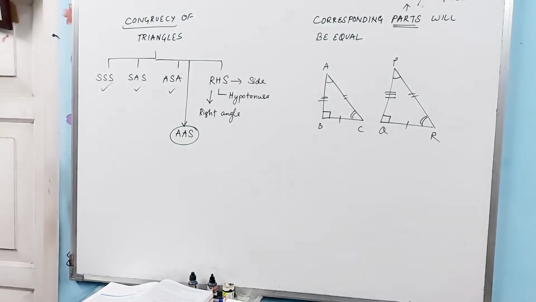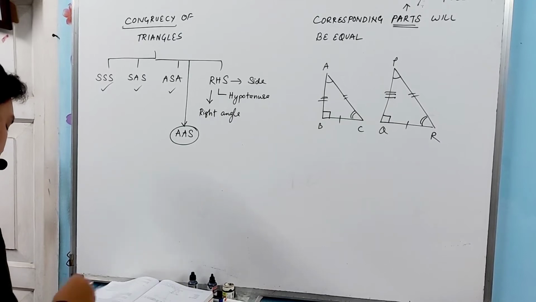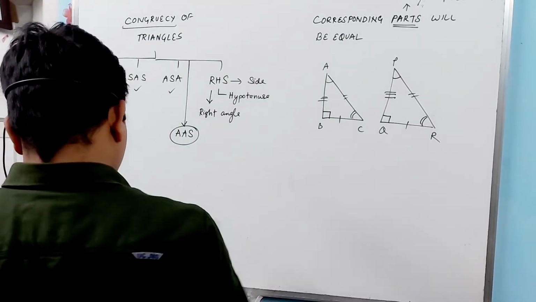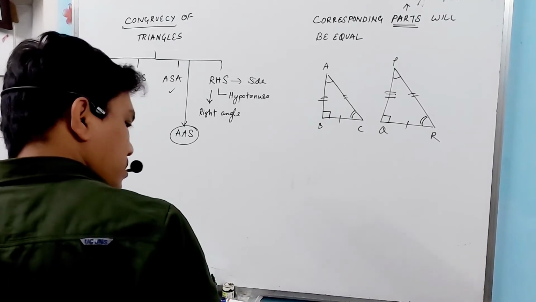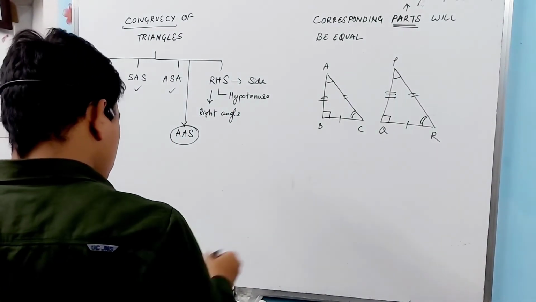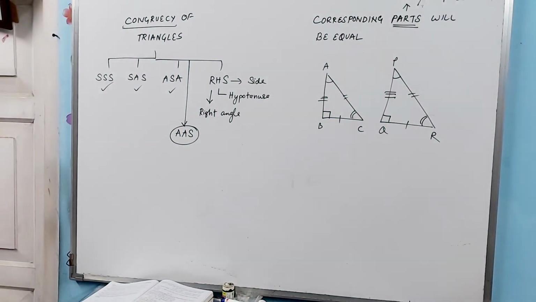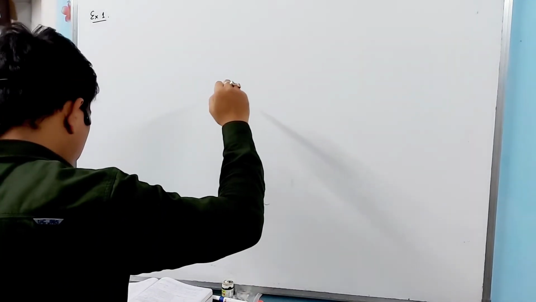Is it clear? Alright. So, we'll start the examples here. We'll start the examples which are given here. In page number 136, we have one example. Okay, so now we have example 1 here. Example 1. In example 1, the figure is given to you. Let me draw the figure first.